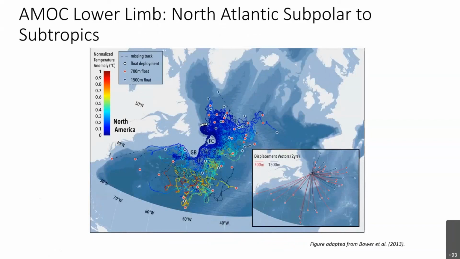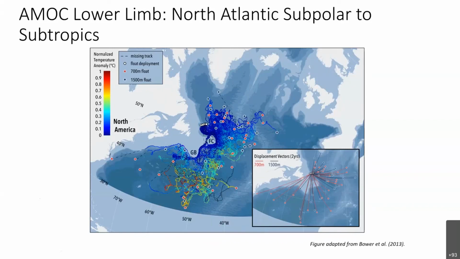Okay, just like for the upper limb, the intergyre region is of particular interest to look at the connectivity of pathways from one gyre or region to another. So now here we are in the lower limb, moving from the subpolar region to the subtropics. And certainly, historically, the primary pathway for the southward transport of North Atlantic deep water component of the AMOC was thought to be the deep western boundary current.